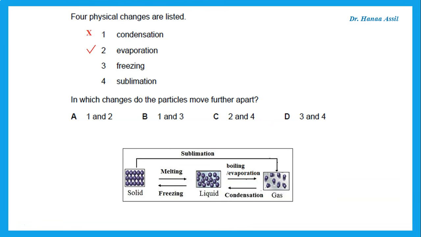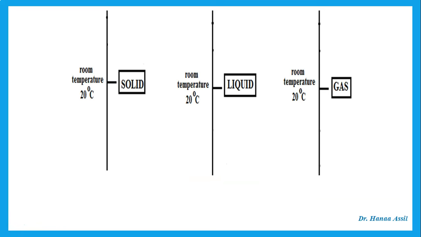Freezing, freezing is from liquid to solid. No, they're moving nearer. Sublimation, from solid to gas. Yes, they move further apart. So my answer is 2 and 4. So that is C. Are we following all of this?